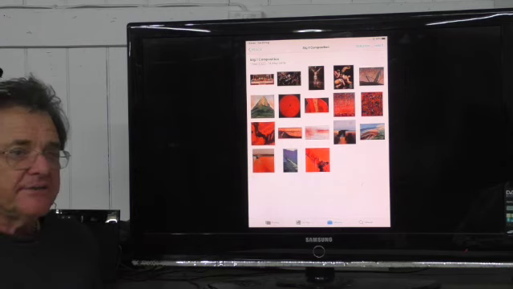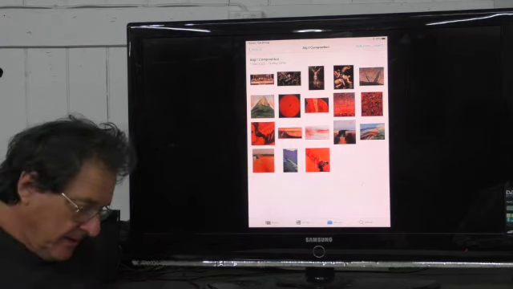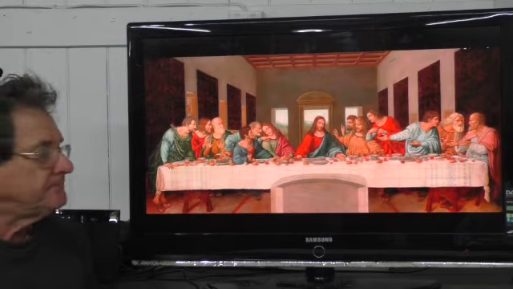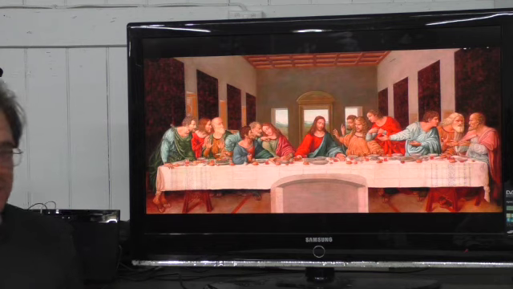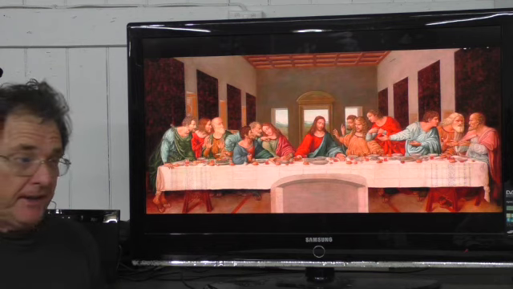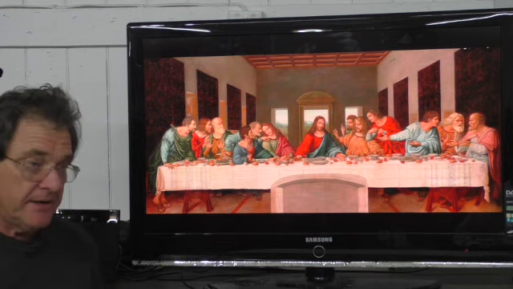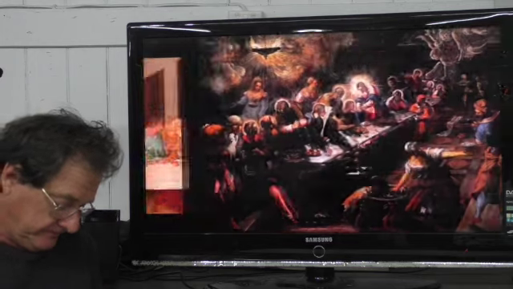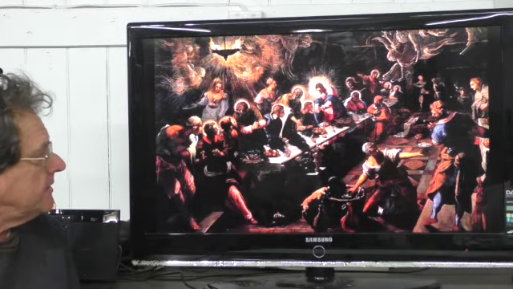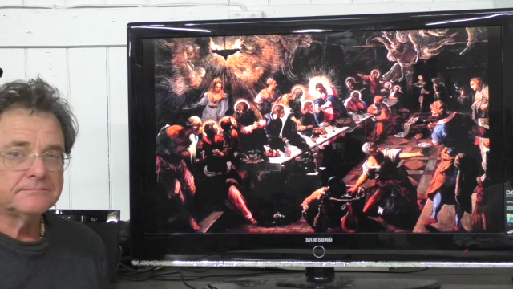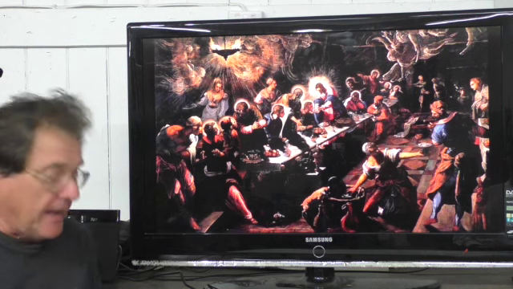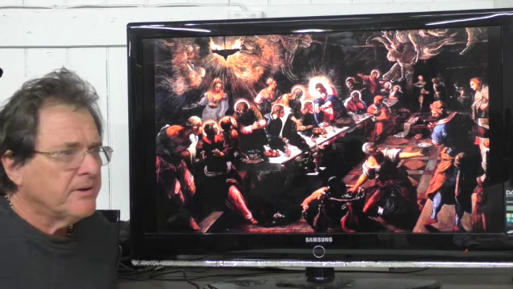I first discovered this when I was writing a Year 11 essay. My teacher asked me to compare Leonardo's Last Supper with Tintoretto's Last Supper, and I had to write about why they were composed so differently.